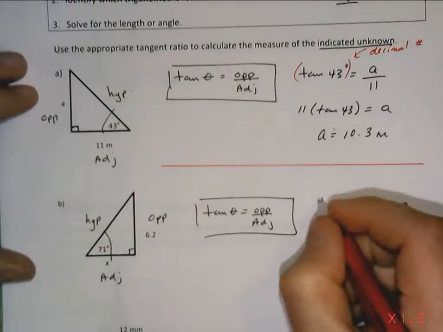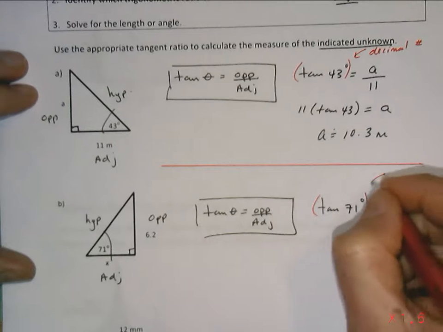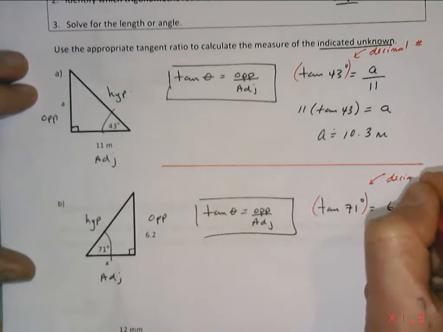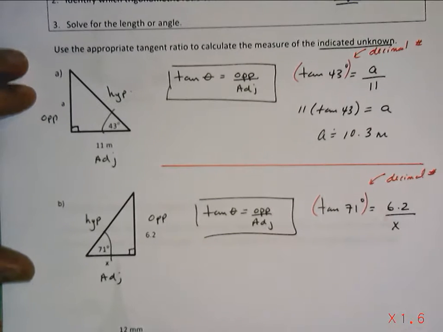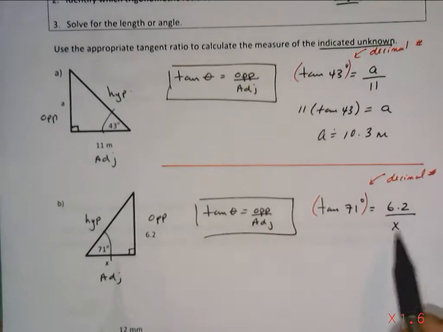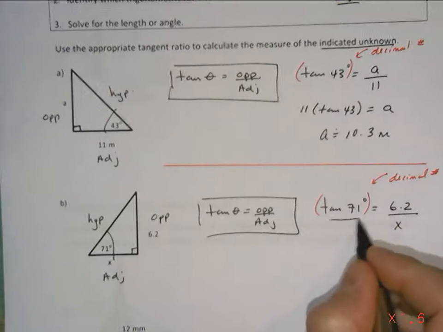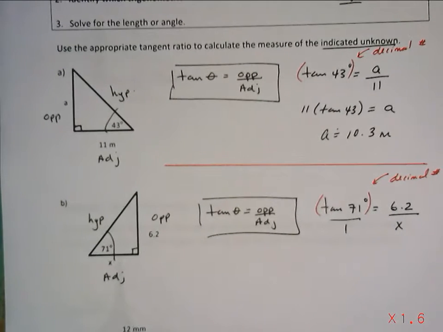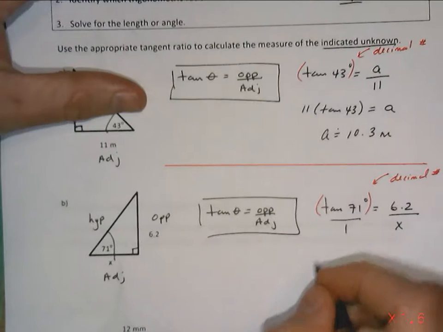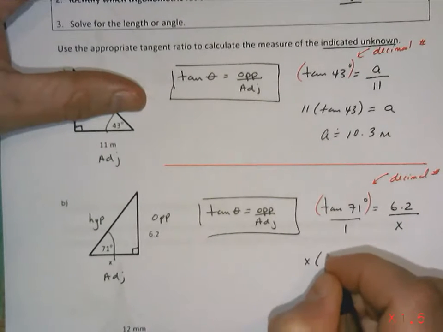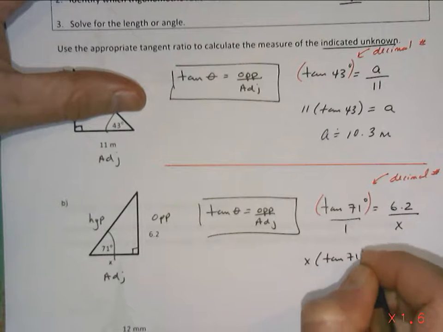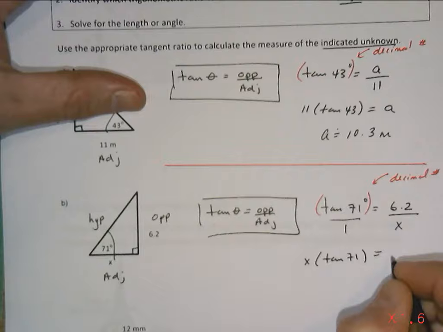This is still a decimal. This is just a number, so we're not going to get too upset about that. But I need to isolate for x. There's a number of ways of doing this, and we've covered them many times. I think one of the easiest things is to cross multiply both sides, giving us x times tan of 71 equals 1 times 6.2.